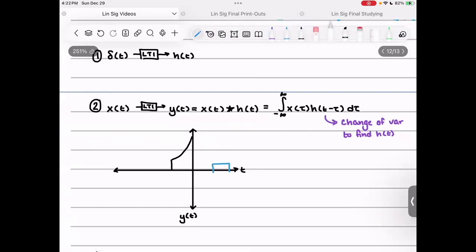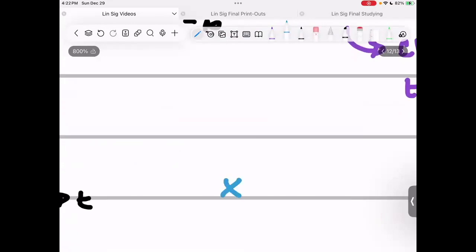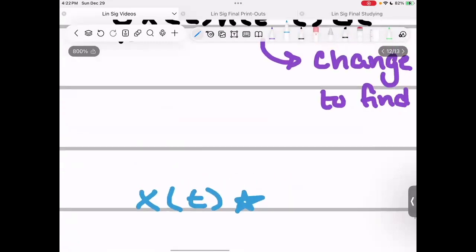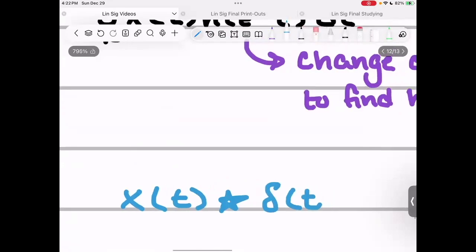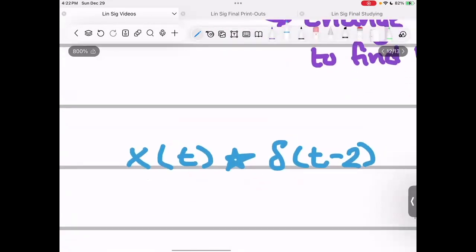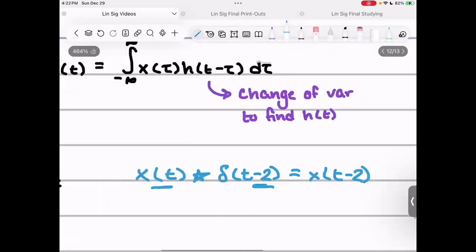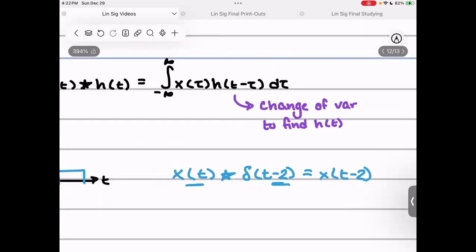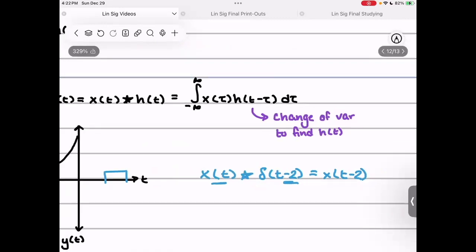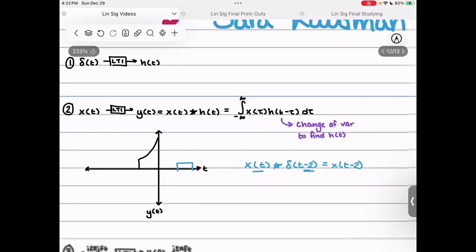There's another nifty property that if you have x of t, for example, and you're convolving it with the delta function, let's say delta of t minus 2, then you're actually just going to get a shifted version of your x of t. So the result of that is just going to be x of t minus 2. I'd recommend doing practice problems from old exams too, to see what variations of this problem they could give you. Sometimes there are extra variables, sometimes there are extra functions, but you're always shifting the entire equation by whatever the shift in the delta function is.